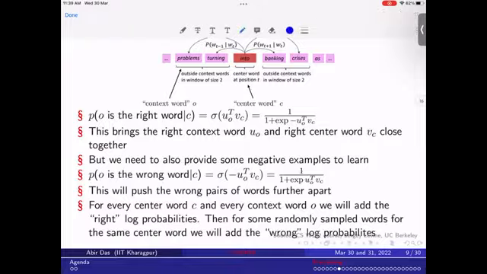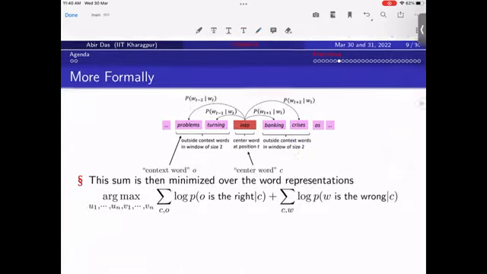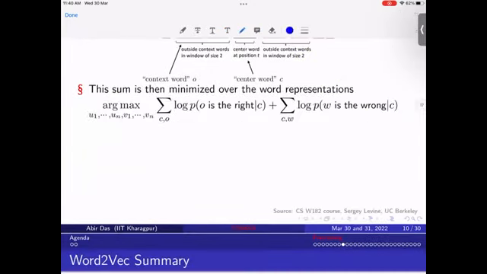So for every center word C in all those sentences, and every context word O within some window size, we will add the right log probabilities. By right log probabilities, I mean the log probabilities corresponding to the case that O is the right word. And then for some randomly sampled word, for the same center word, we will add the wrong log probability, and then we will optimize this. Sorry, this sum will be maximized, actually, over the word representations.